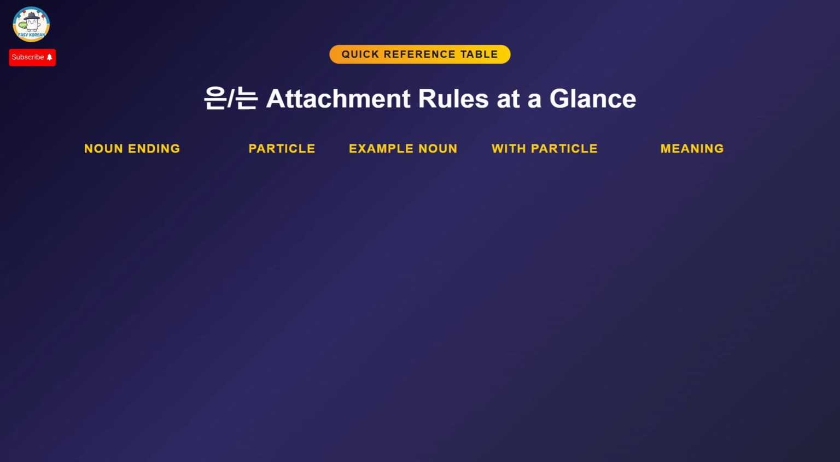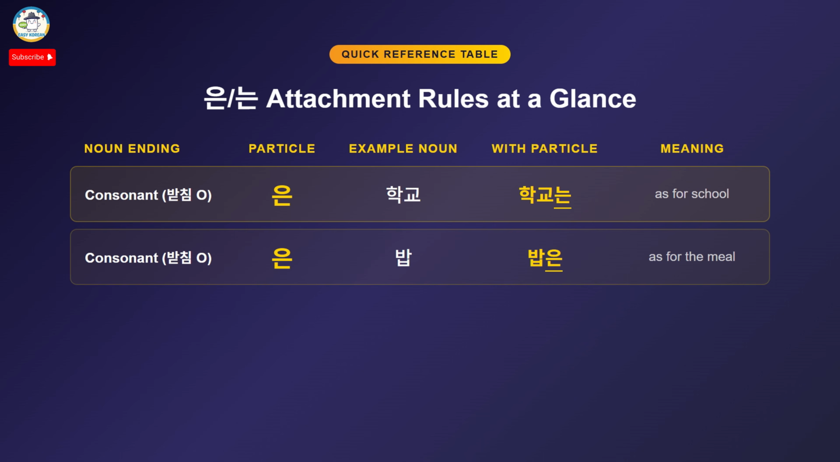Let's lock in the rule with a clear reference table. This will be your cheat sheet for un and neun. When a noun ends in a consonant, what we call pachim, we use un. Look, 학교 ends in a vowel, so we actually use neun. And 밥 ends in the consonant b, so we use 밥은.